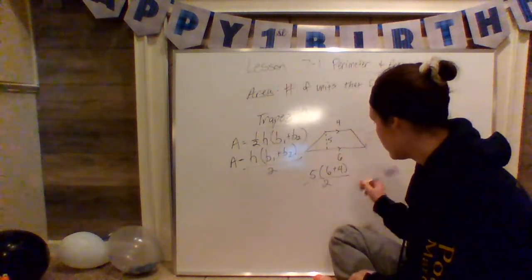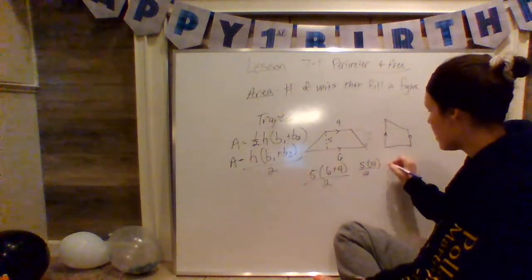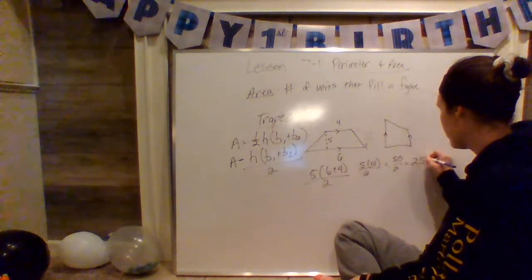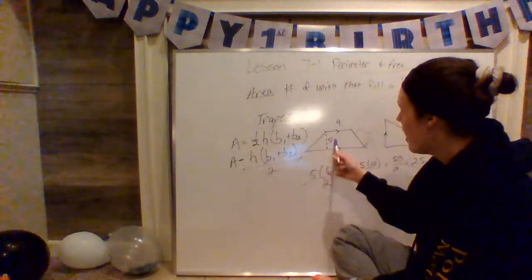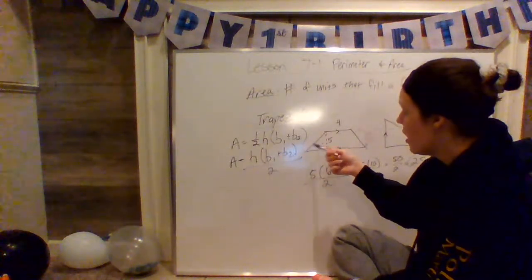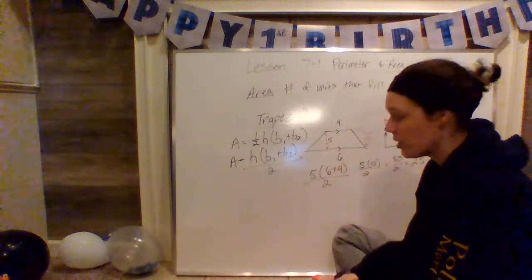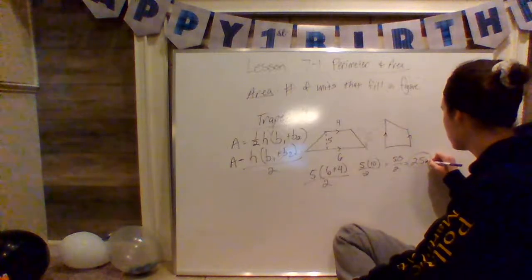6 plus 4 is 10. 5 times 10 is 50. Cut the whole thing in half. That is 25. And you can do it with this formula. Take half of the height. Half the height would be 2.5. And then times that by 4 plus 6, so 2.5 times 10, which is still 25. Let's just say inches squared.